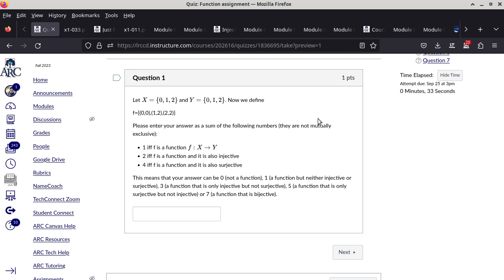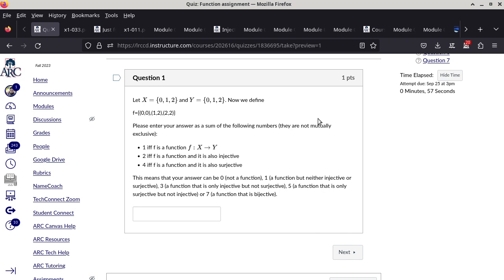You can have just 1 as a result if f is a function, but it is not injective nor surjective. You can have 3 as a possible answer because it is a function and it's also injective. Or you can have 5 if it is a function and it is surjective but not injective. Or you can have 7 when it is a bijection. So those are the possibilities.